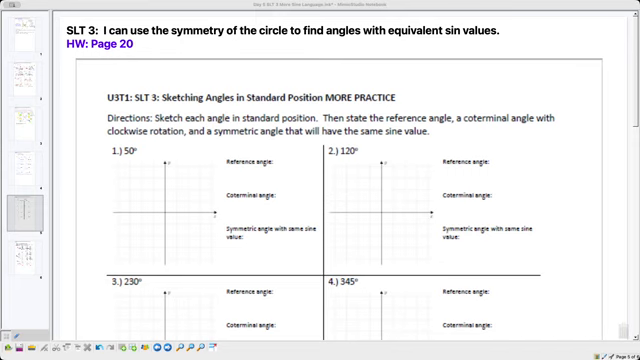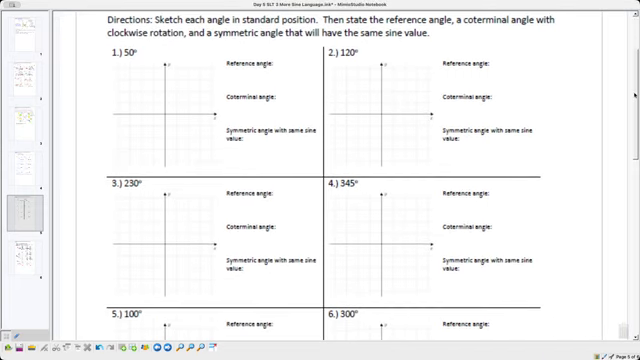So I want everyone to sketch an angle in standard position with a measurement of about 230 degrees. So 230 degrees is going to fall in the third quadrant. Okay. I know this is 180. So I'm looking for the reference angle here between the 180 line and the 230 line. So I'm going to subtract 230 minus 180 and get a reference angle of 50 degrees. Well, while I'm here, I might as well go through all of it.